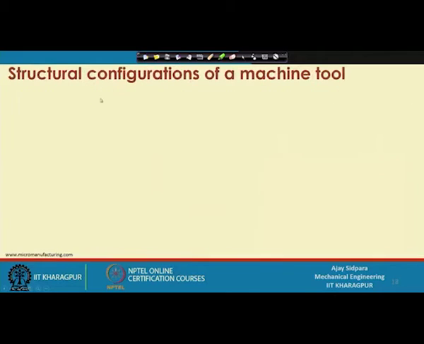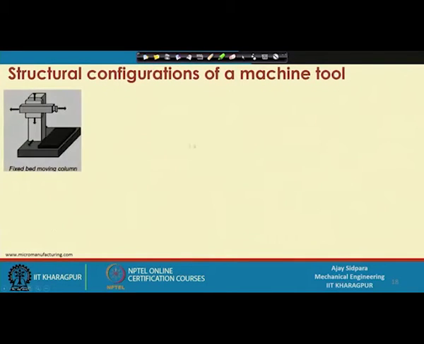So, now let us see further what are the different types of configuration of the machines, and which configuration is important for making a micro machining machine. What are the different structural configurations? Mostly what we are discussing here is the 3 axis machine only. So, we can see the different ways we can identify those axes.